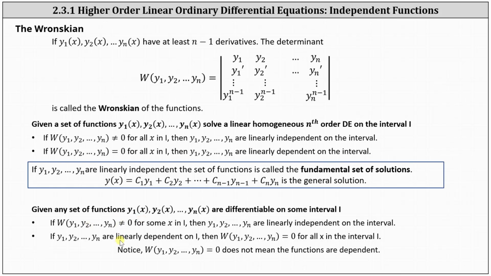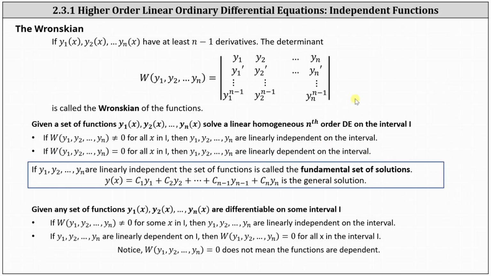And then again for the second bullet, for any set of functions y sub 1 through y sub n, if the functions are linearly dependent on the interval, then the Wronskian is equal to 0 for all x in the interval. Again, we have a slight difference here. For a set of any functions y sub 1 through y sub n, if they are linearly dependent, then the Wronskian is going to equal 0, but that doesn't mean if the Wronskian equals 0, the functions are linearly dependent. However, if the functions do solve a linear homogeneous nth order DE and the Wronskian equals 0, then we do know y sub 1 through y sub n are linearly dependent.